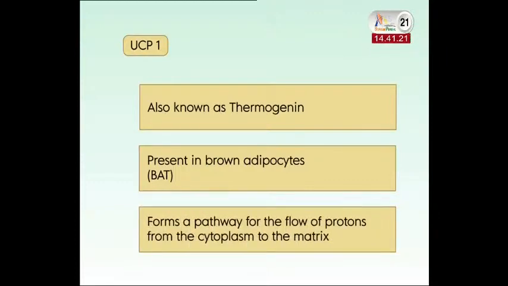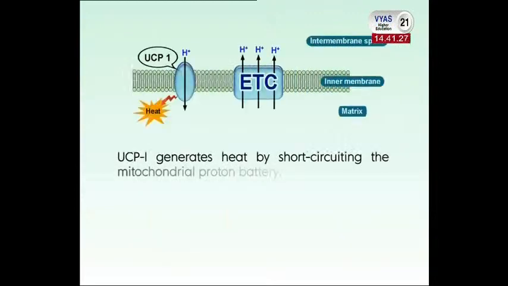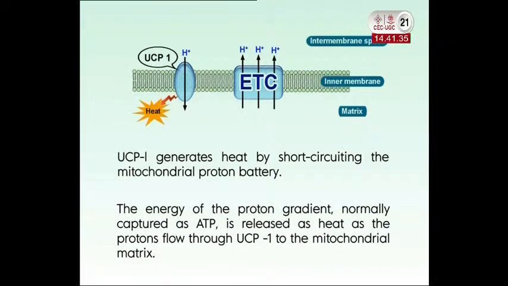UCP1 forms a pathway for the flow of protons from the cytoplasm to the matrix. In essence, UCP1 generates heat by short-circuiting the mitochondrial proton battery. The energy of the proton gradient, normally captured as ATP, is released as heat as the protons flow through UCP1 to the mitochondrial matrix. This dissipative proton pathway is activated when the core body temperature begins to fall. In response to a temperature drop, the release of the hormones leads to liberation of free fatty acids from triacylglycerols that in turn activate thermogenin.